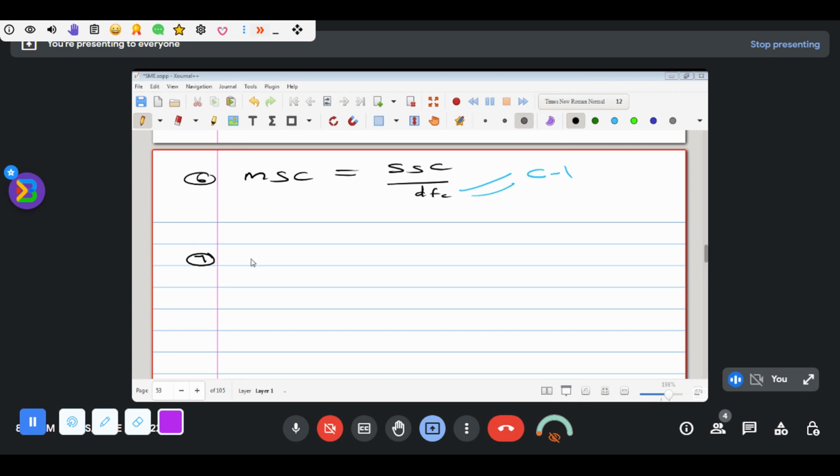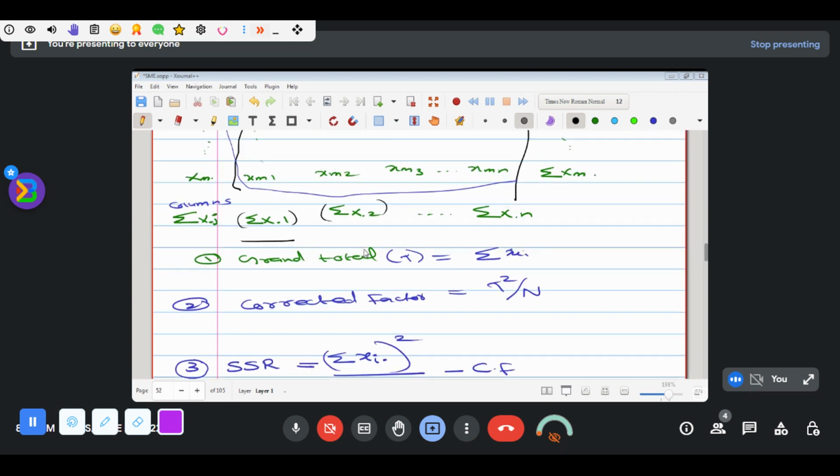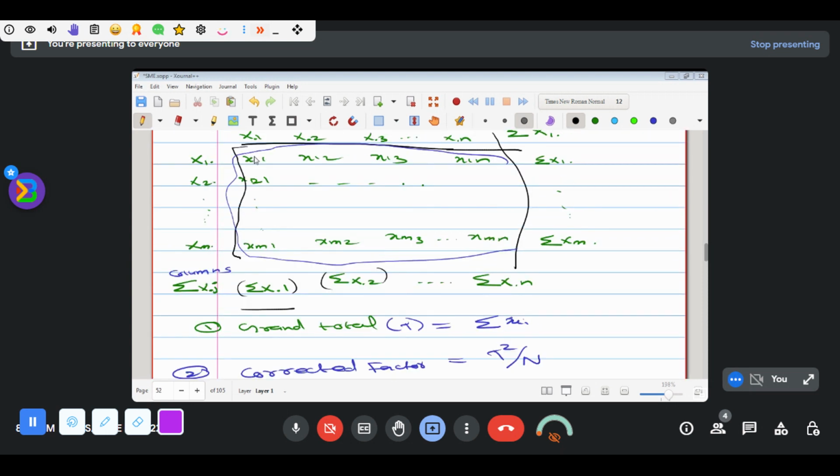Seventh one. What is the next calculation? DSS. The next one is called DSS. The DSS formula is the same calculation: the sum of the squares of each data value separately. That means you need to find the square of each value.